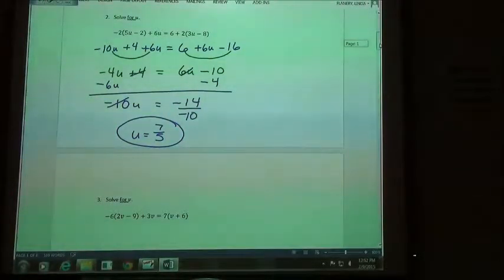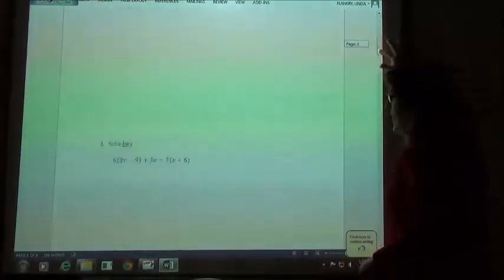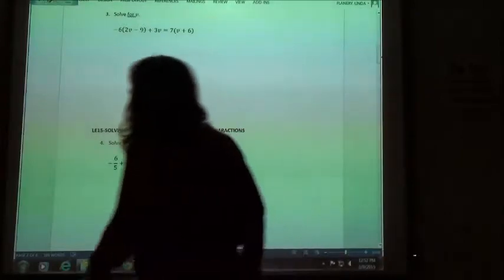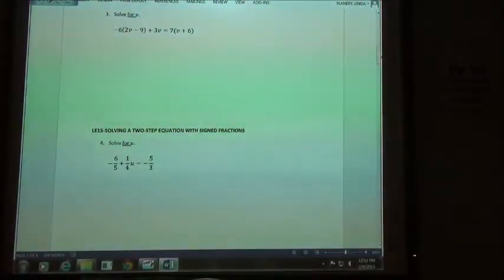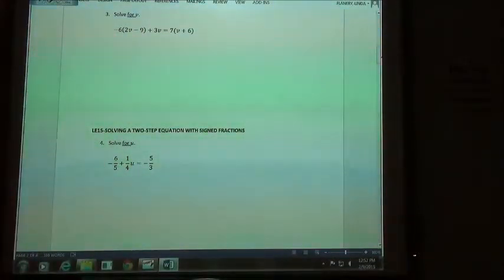These are the longest ones you're going to have. So number 3 says solve for v. First thing I want to do, get rid of my parentheses using my distributive property, right? Yep, yep.